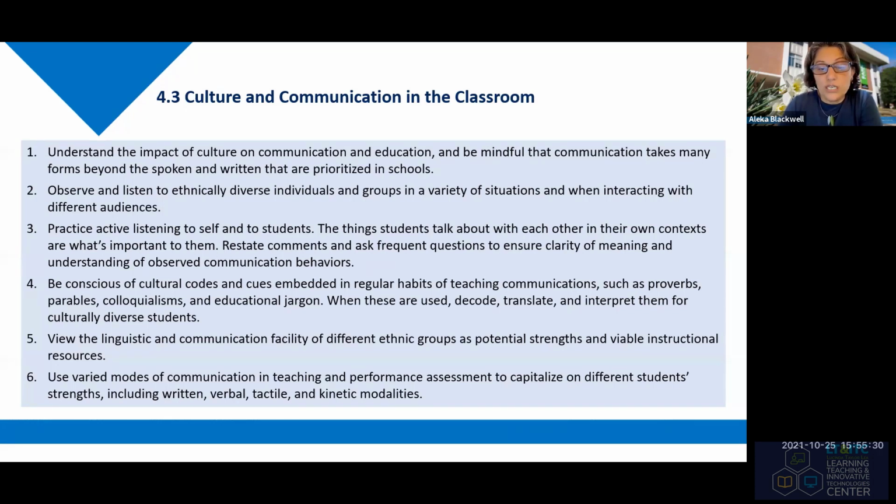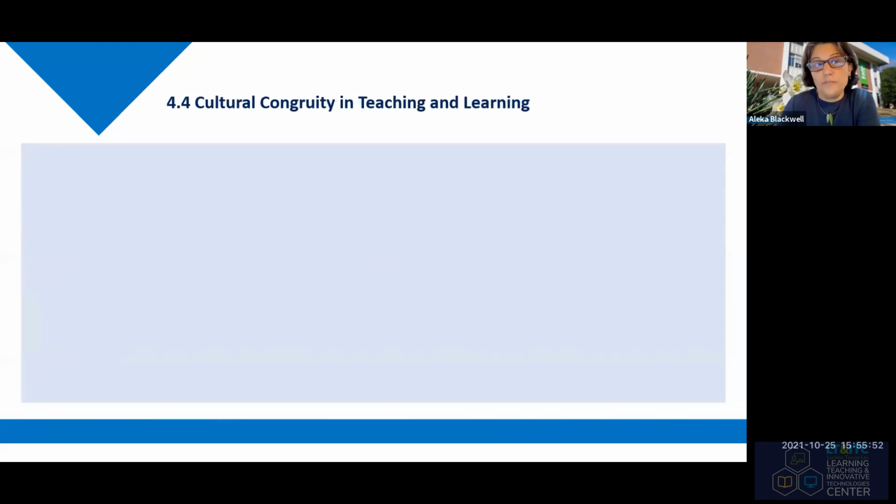Use varied modes of communication, both in teaching and in assessment. So different students have different strengths. They've grown up in different cultural contexts where they were taught differently, and the way that they showed accomplishments was different. So to the extent that your subject area allows you to give a variety of assessment activities, you should do that.